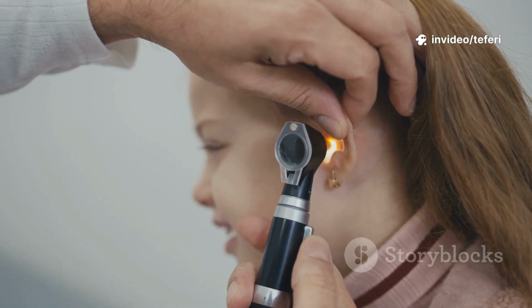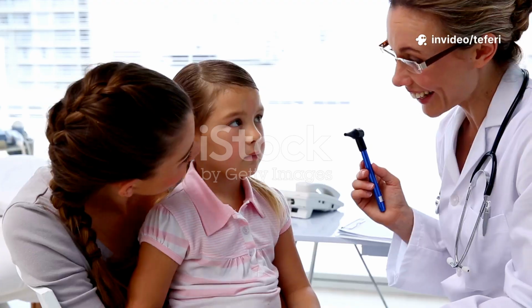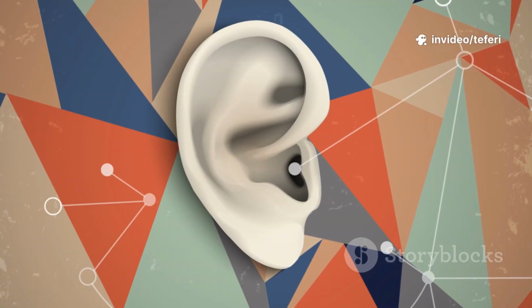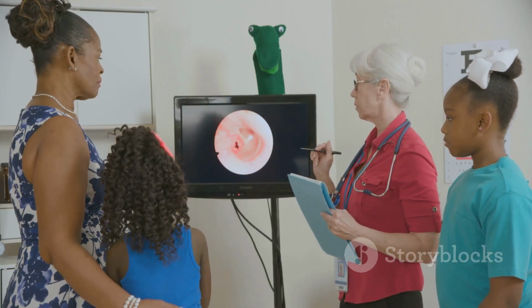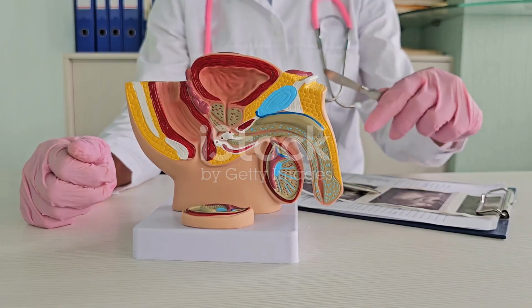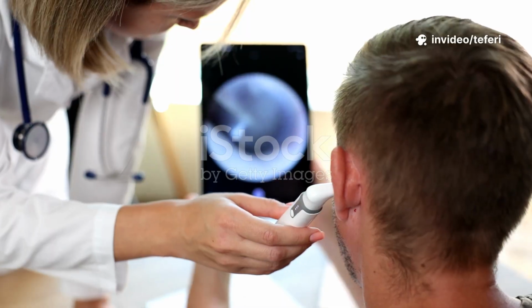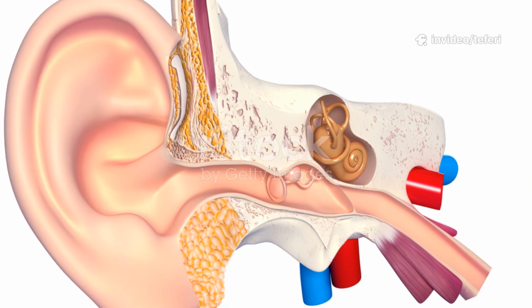Let's talk about otitis media, a condition you'll see often, especially in kids. It's simply inflammation or infection of the middle ear. Understanding it is key for anyone working in healthcare. The middle ear is a small air-filled space behind the eardrum, containing 3 tiny bones crucial for hearing.